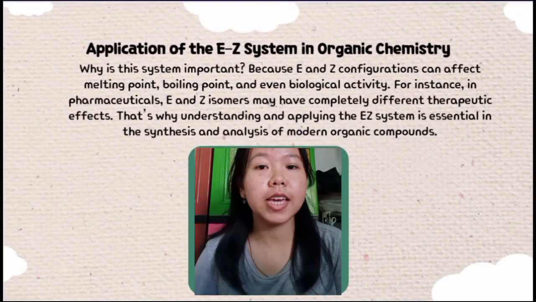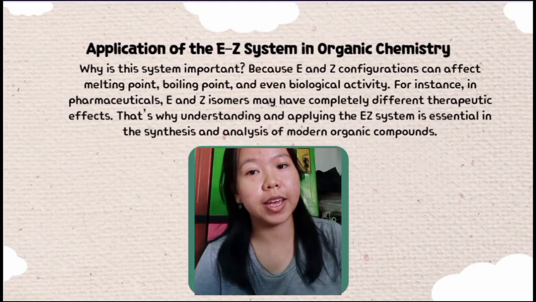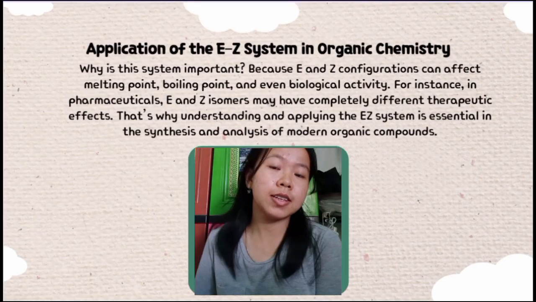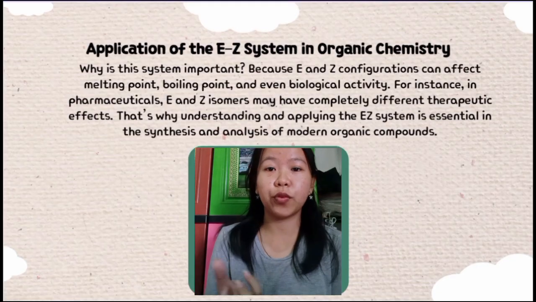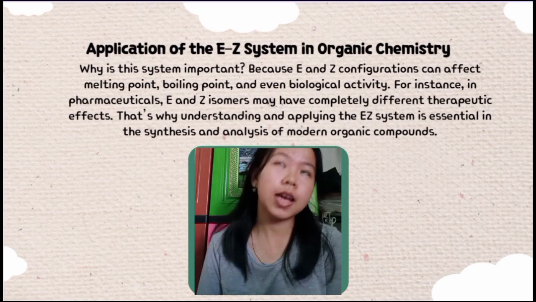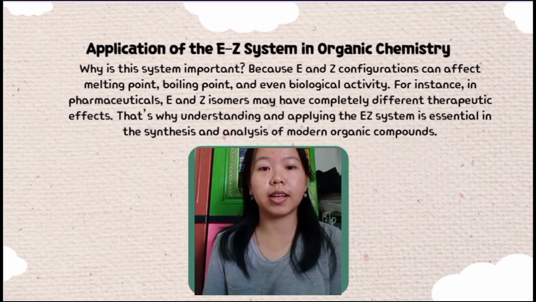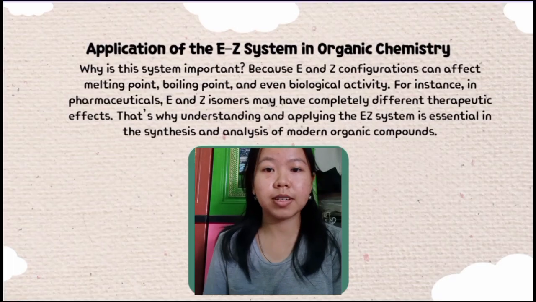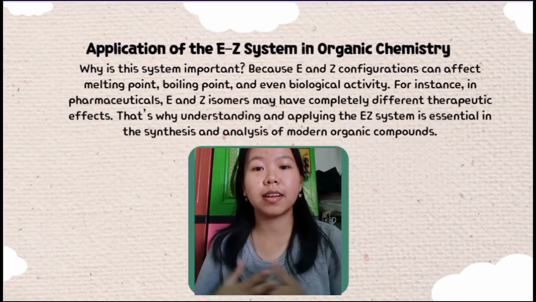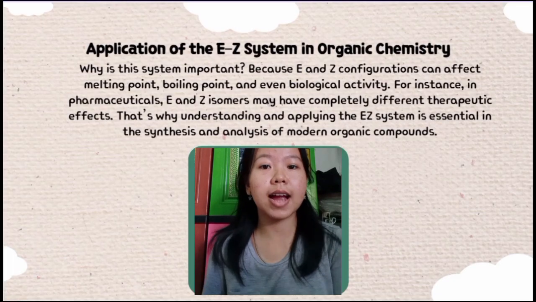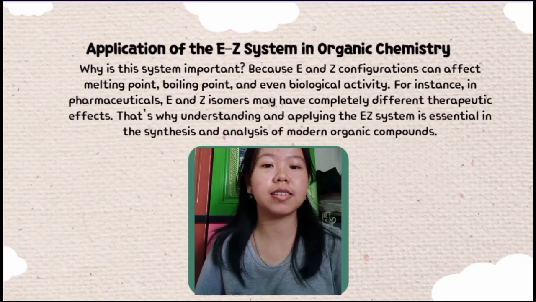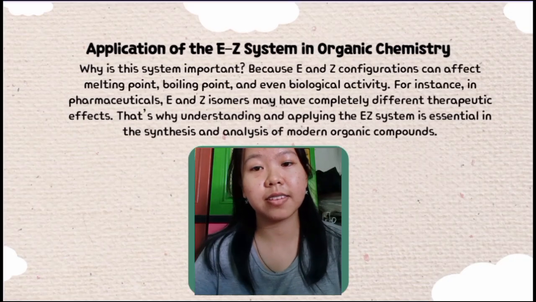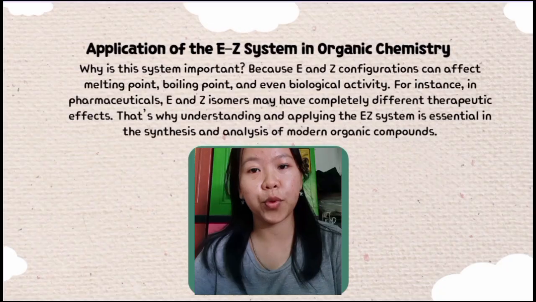Application of the E-Z system in organic chemistry. Why is this system important? Because E-Z configuration can affect melting point, boiling point, and even biological activity. For instance, in pharmaceuticals, E-Z isomers may have completely different therapeutic effects. That's why understanding and applying the E-Z system is essential in the synthesis and analysis of modern organic compounds.